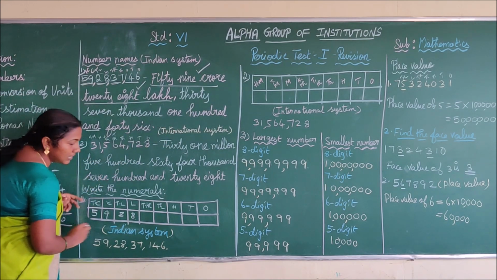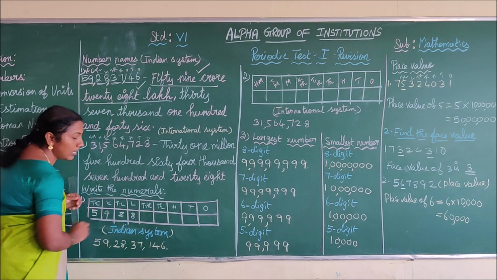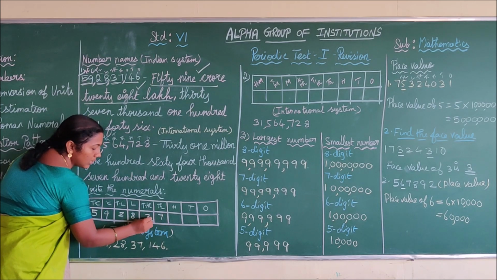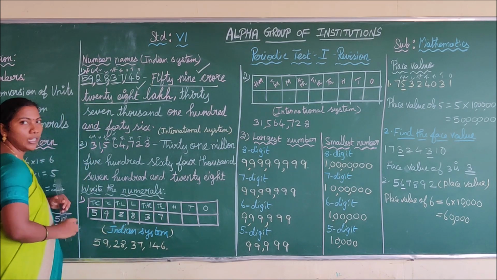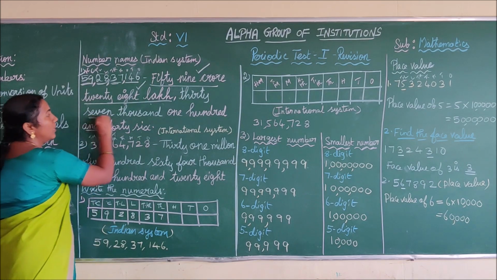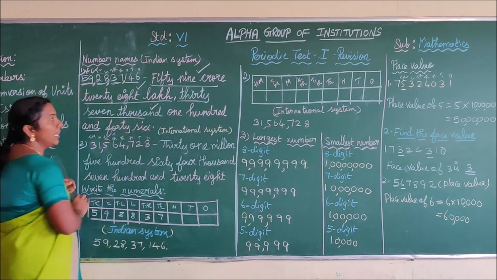37,000. Here we have the 1,000. So 37,000. Do you understand? See the next one. Thus we have finished 37,000. Next.